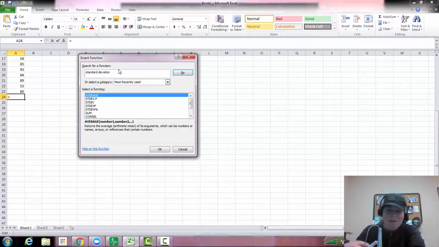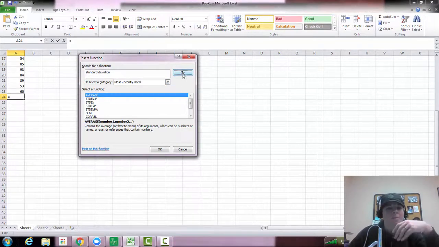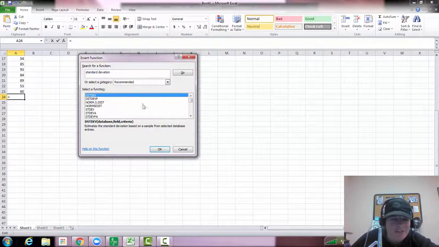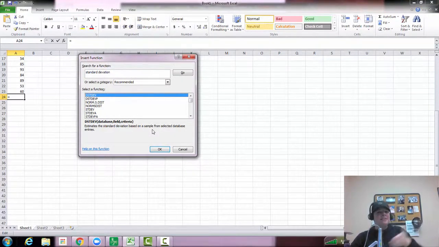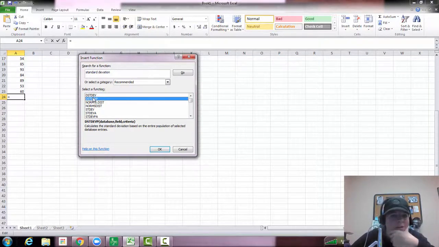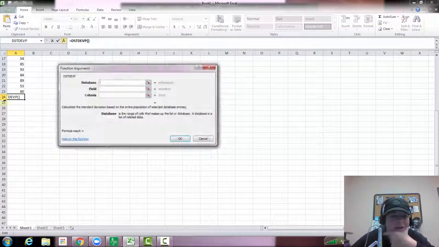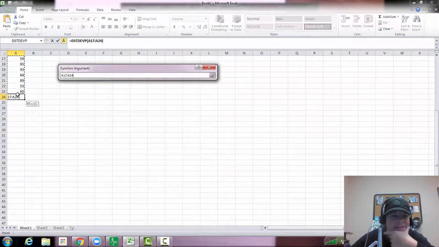Here's where it gets a little tricky. So it shows all sorts of standard deviations, and it tells you the definition here. This one estimates the standard deviation on a sample of your data entries. This is a sample deviation. We don't want a sample. Sample takes some of them and finds a deviation. We want the actual. So I keep looking. This one calculates based on the entire population of database entries. So we want this one.